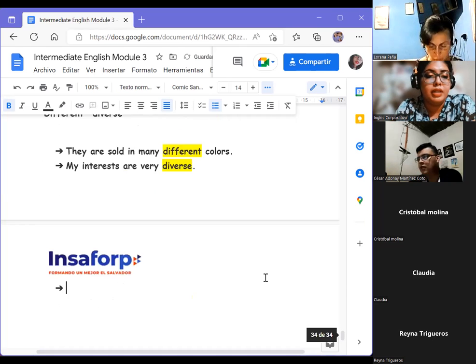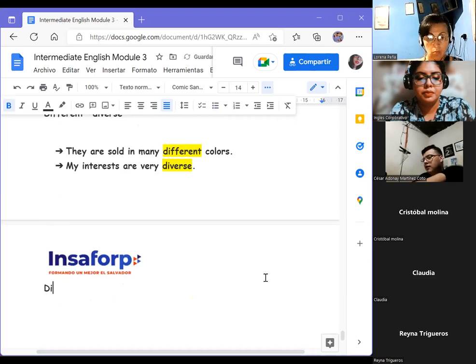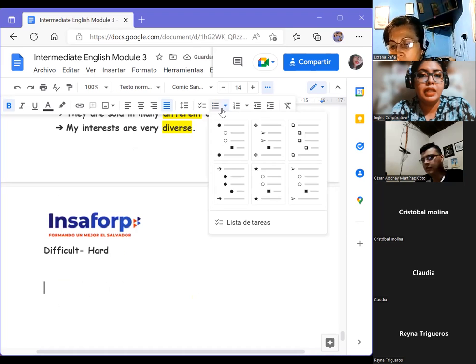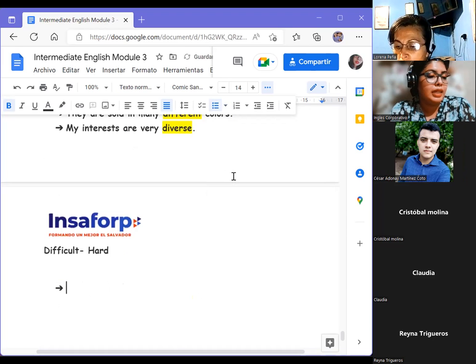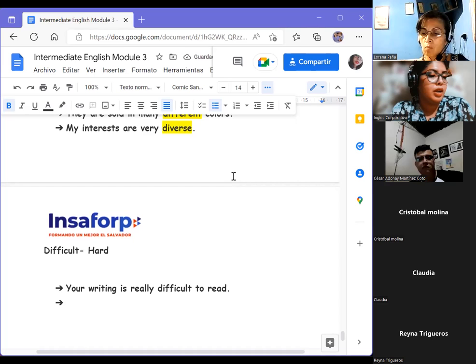Then we have another one that is difficult or hard. And we have the two examples. We have number one, and it says, your writing is really difficult to read. And in the second one, it says, it was one of the hardest things I ever did.